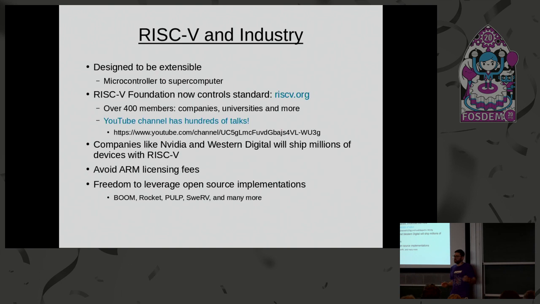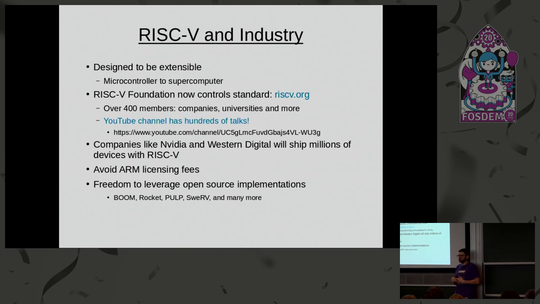Companies like NVIDIA are using RISC-V as a kind of management controller. They replaced their own proprietary ISA in their graphics card. Not the GPU, but something that helps manage the device. And then Western Digital is probably one of the most heavily involved companies, and they're replacing all the controllers in their drives with ones based on RISC-V. So in the future, NVIDIA and Western Digital and other companies will be shipping millions of devices every year with RISC-V processors in them.